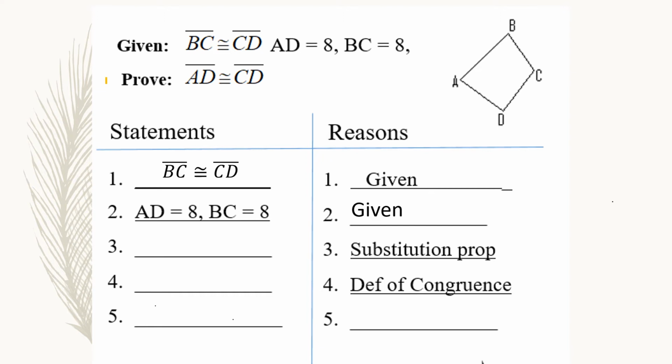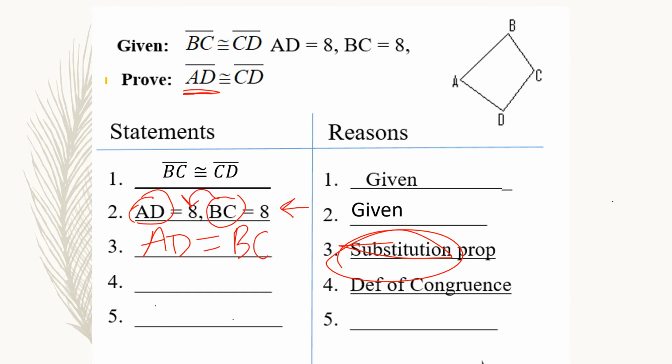So then you might be like, oh, I'm kind of stuck here. What do I need to do? This is substitution. So that means I need to do something here with substituting something else in. I know that I have AD in my proof, so I need to keep this AD. What can I do in order to keep the AD? I need to plug BC in for 8. So AD equals BC, and that is the substitution property.